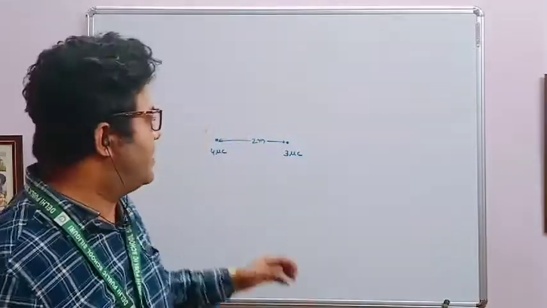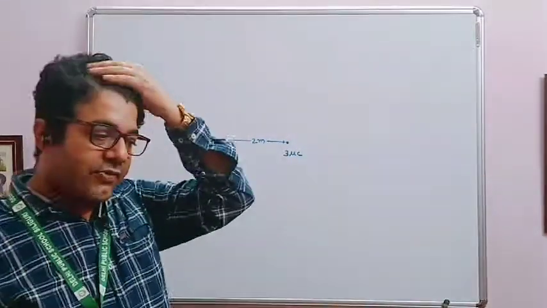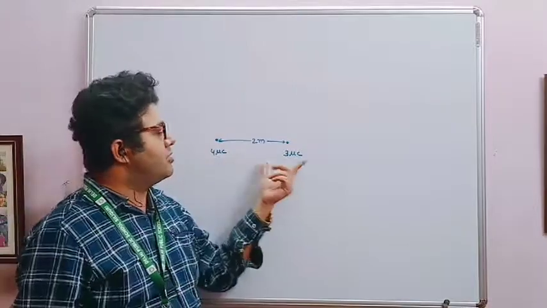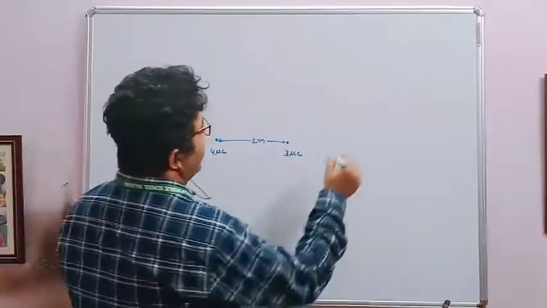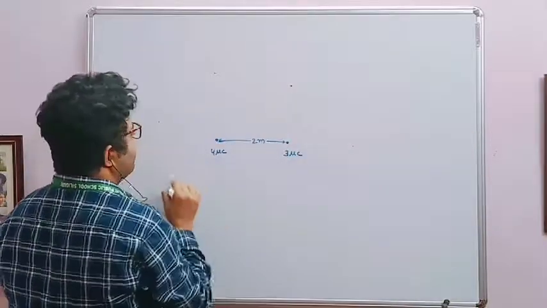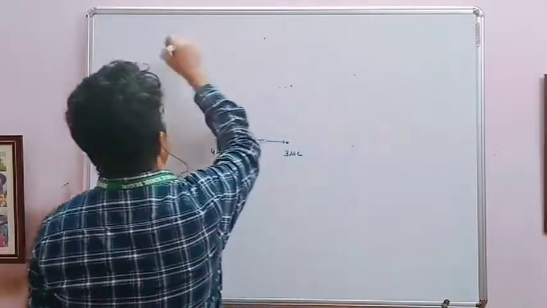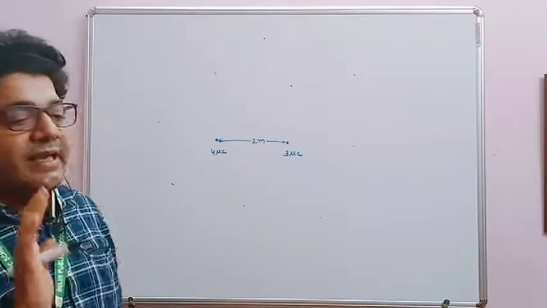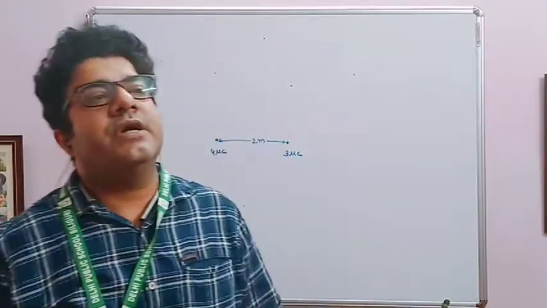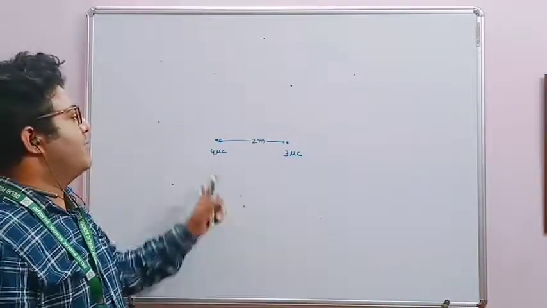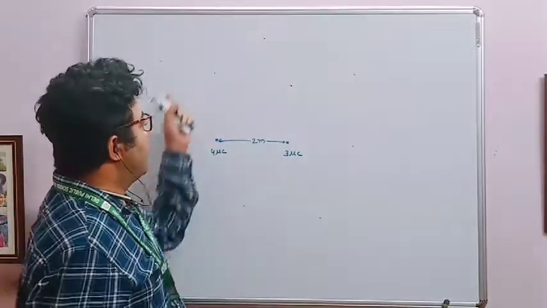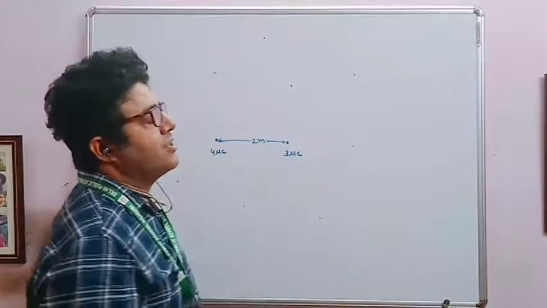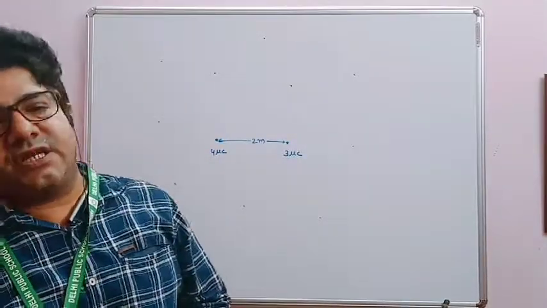Now see, electric potential is a scalar quantity. This charge is positive, and this charge is also positive. So at any position, it is impossible to find net potential 0. Why? Because both are positive. Positive plus positive is never 0. So you cannot find any position where the net potential is 0. So they don't ask you this type of question.